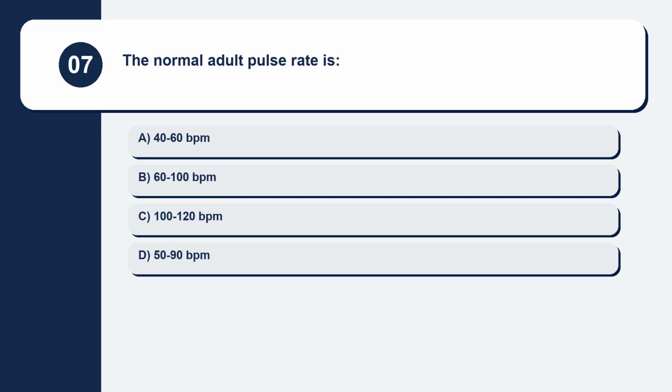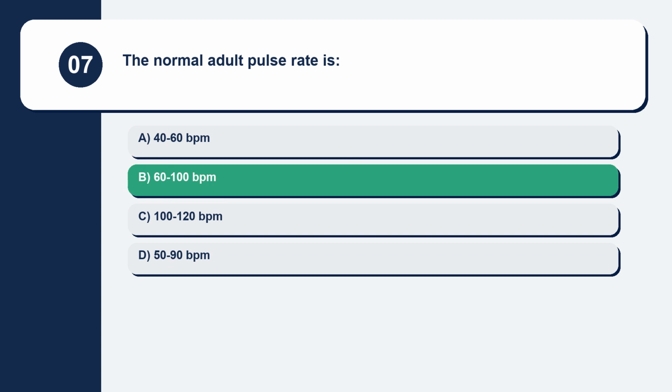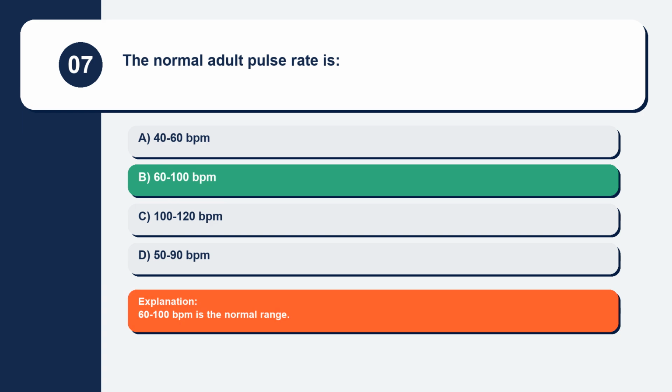Question 7. The normal adult pulse rate is 40-60 bpm, 60-100 bpm, 100-120 bpm, 50-90 bpm. 60-100 bpm is the normal range.